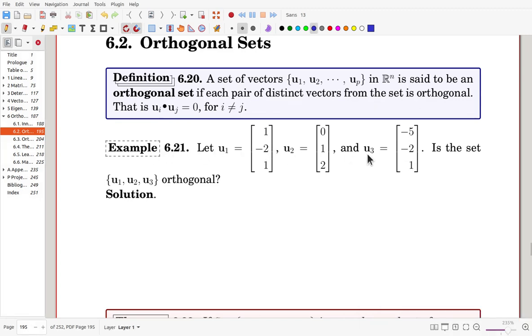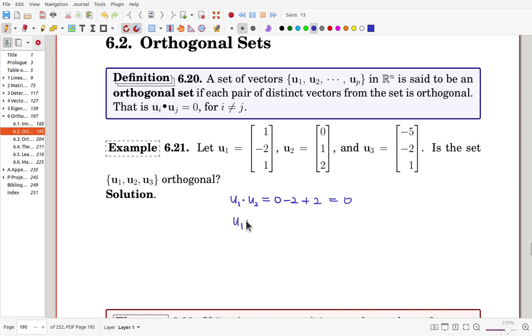u1, u2, u3 are given, and we'll check if the set of vectors is orthogonal. In order to do that, for each pair, we have to show it is orthogonal. Now let's begin with u1 and u2. If we do the dot product, the first component gives 0. Second component, minus 2 and plus 2, so that must be 0.